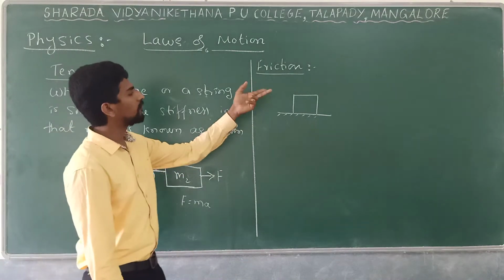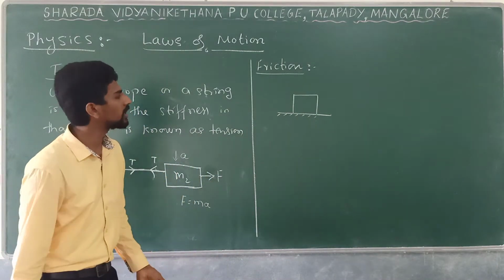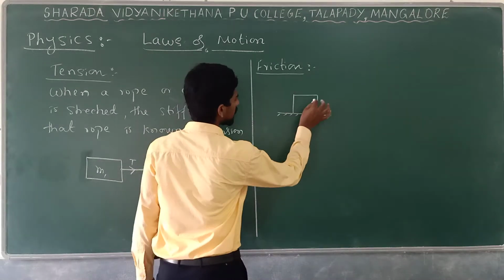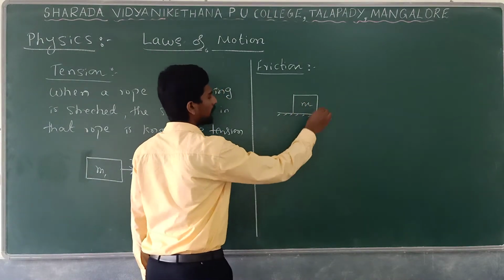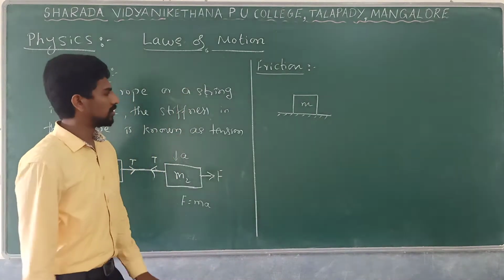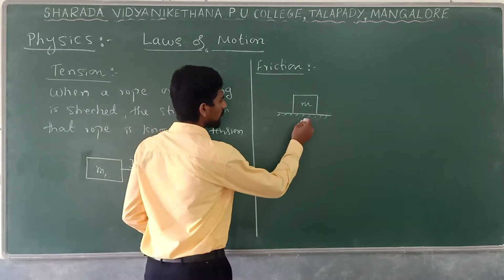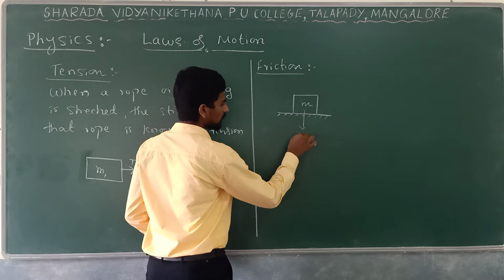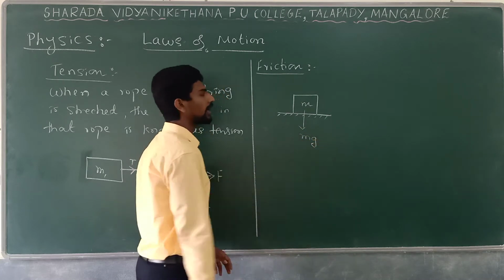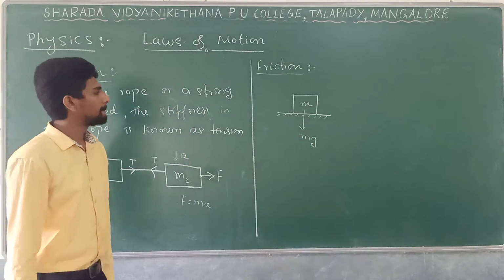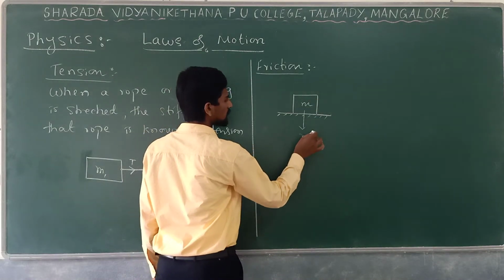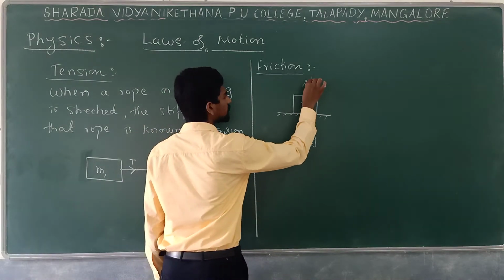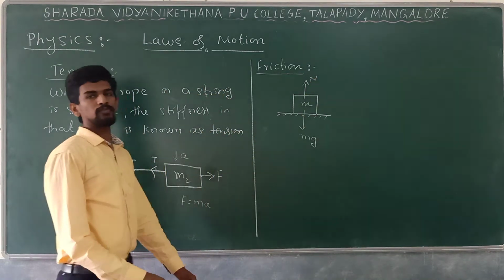So next one is friction. So what is friction? For example, here one object of mass M is kept on the earth's surface. Now it is not moving, but there will be the gravitational force in the downward direction, that is mg. Now, you already studied about normal force. This mg is cancelled by a normal force N.